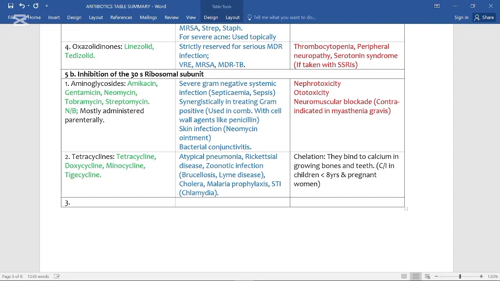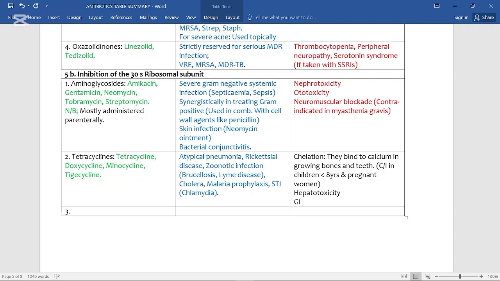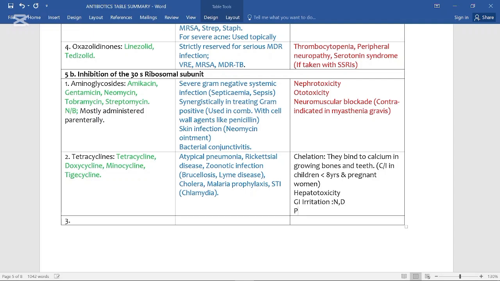Another thing that you have to know, it may also cause hepatotoxicity. It's liver unfriendly. It may also cause GI distress or GI irritation, causing the likes of nausea, diarrhea, and others. Another side effect is photosensitivity. It may also cause photosensitivity as a side effect. These are some of the side effects that you have to note when you are using tetracyclines.